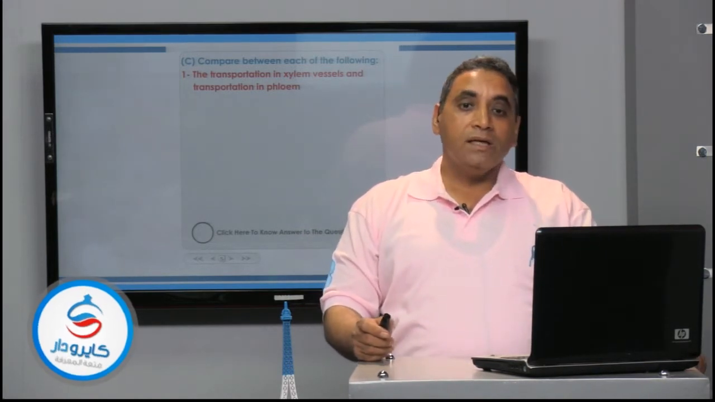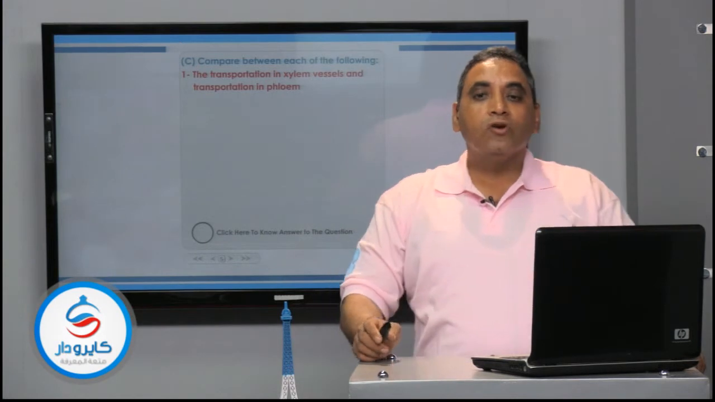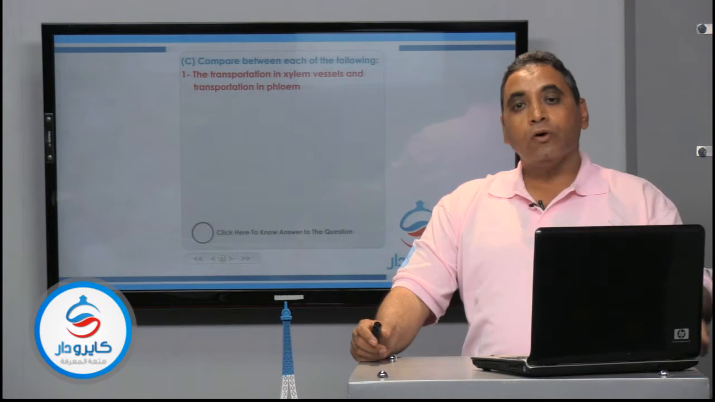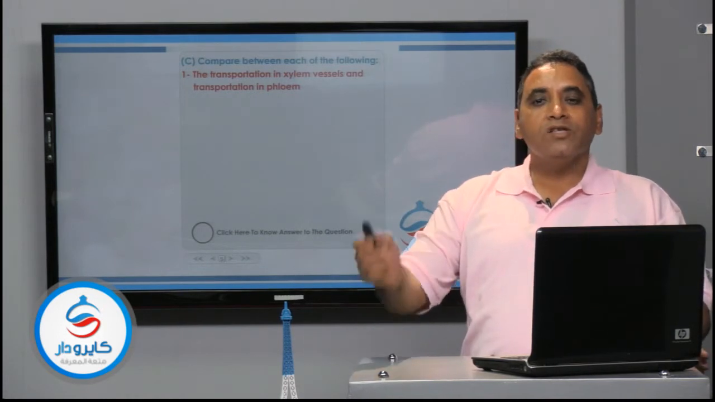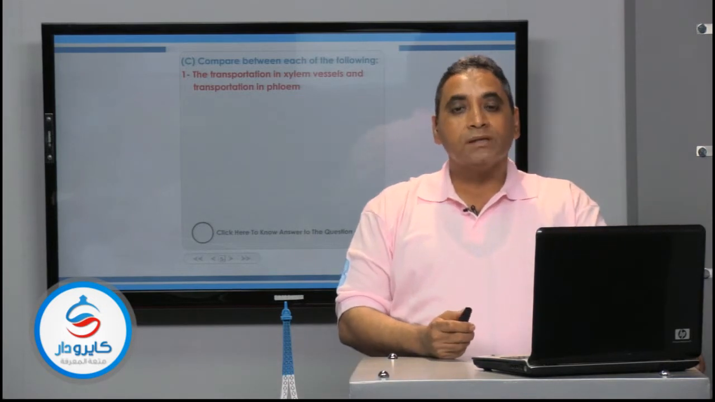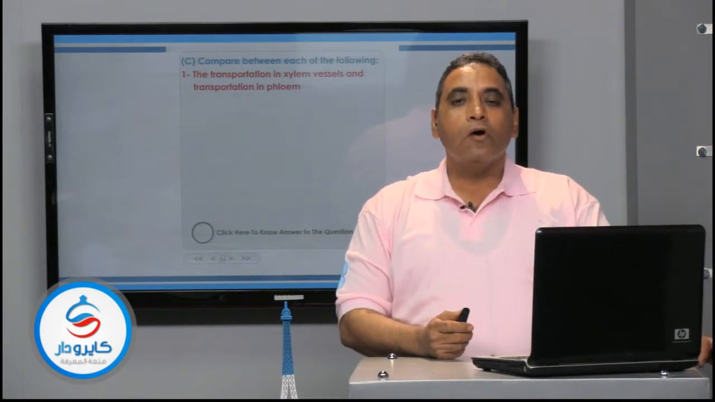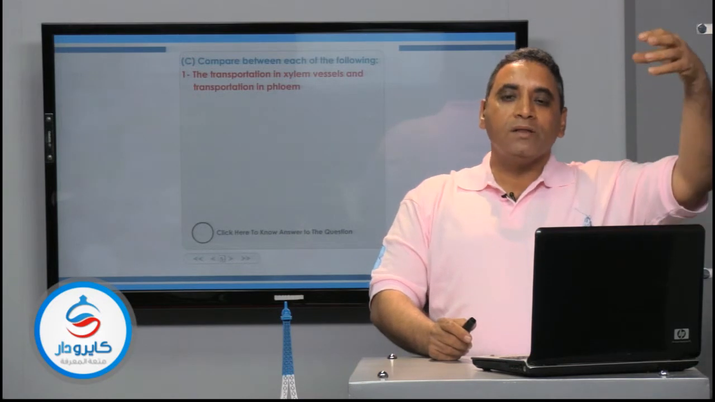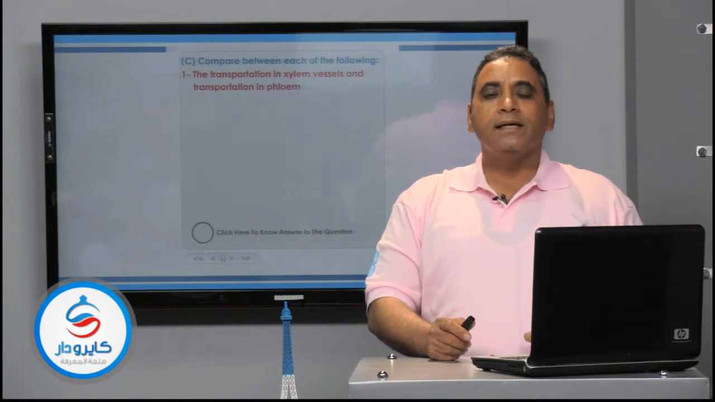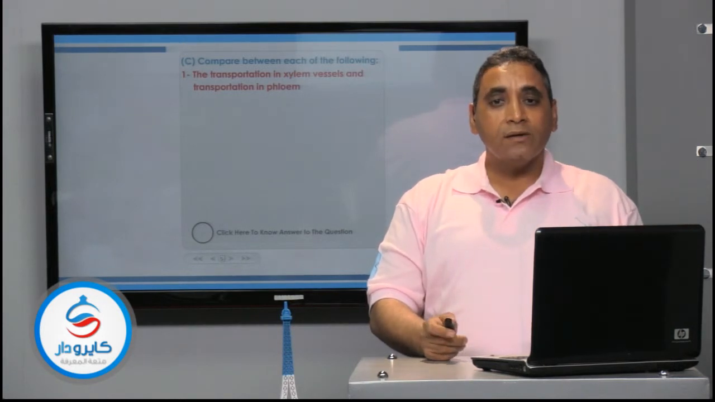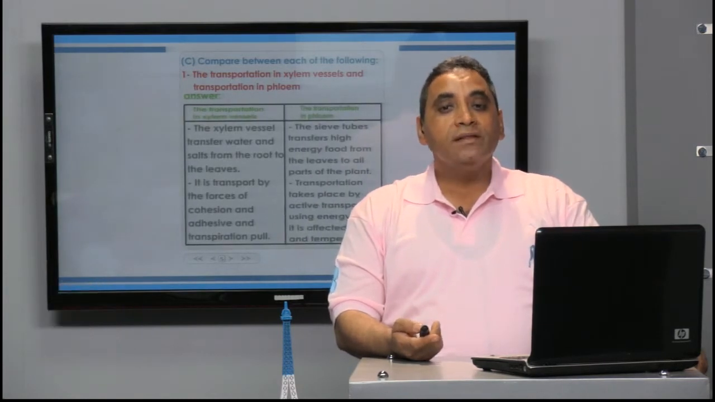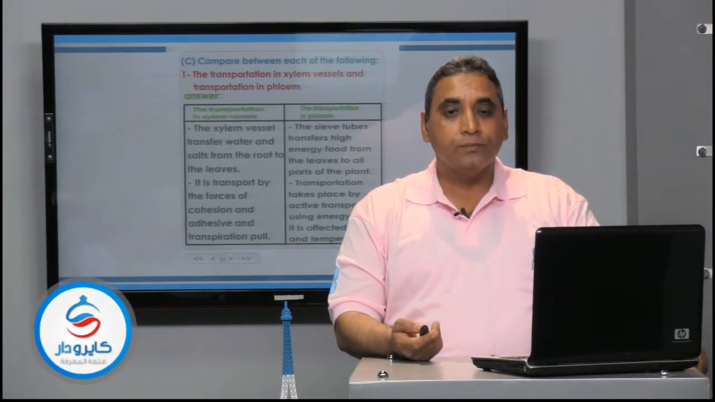But in the case of transportation in phloem, that means it carries high energy materials produced as a result of the photosynthesis process, in a direction from the leaf to all the plant parts. That takes place inside the sieve tubes in the form of cytoplasmic streaming, which is the cytoplasm carrying the food particles, which pass from one sieve tube to the next through the pores of the sieve plate. That takes place by active transport, which needs the presence of energy.